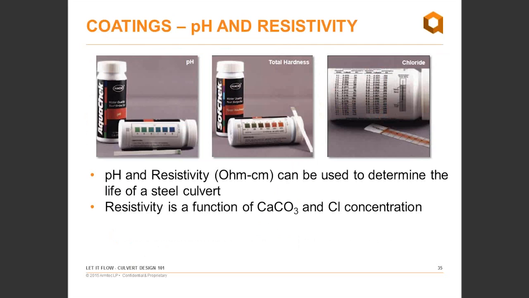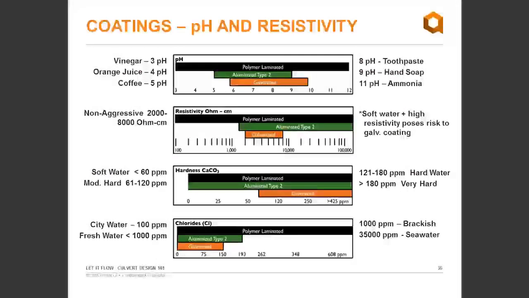Now, testing for pH, hardness, and chlorides is actually very easy. You can either do it yourself with simple test kits, like the ones you would use to test your pool, or you can send samples to a lab for a pretty modest cost. You do want to remember that you'll want to test multiple times over the course of the year, because water chemistry can change from season to season.